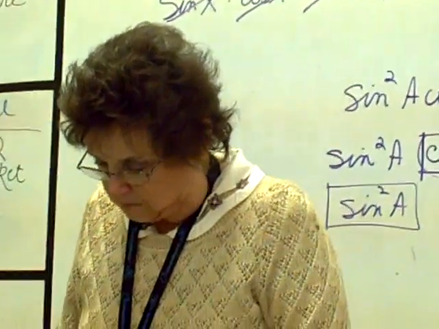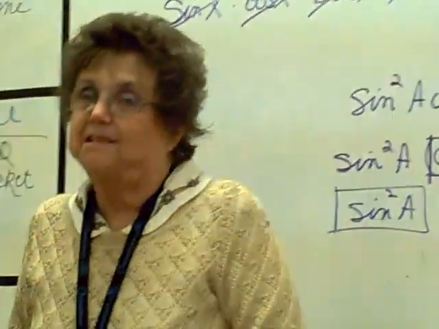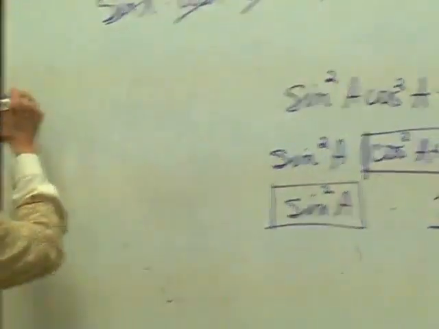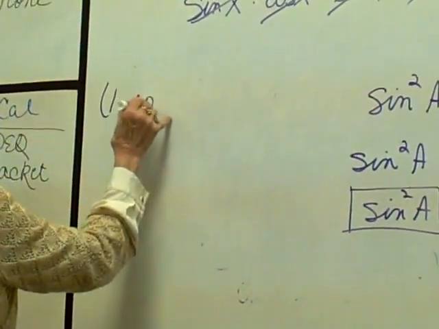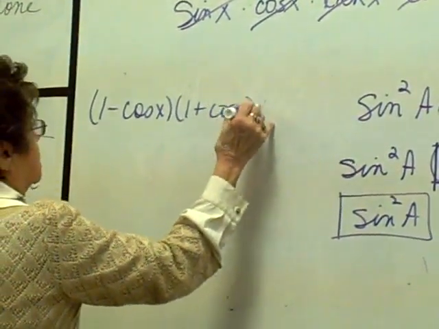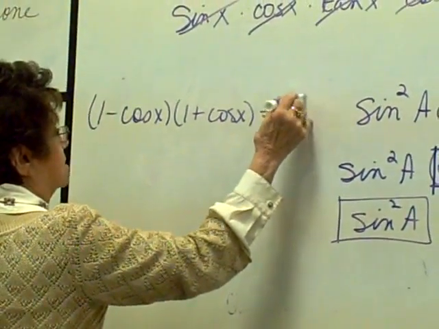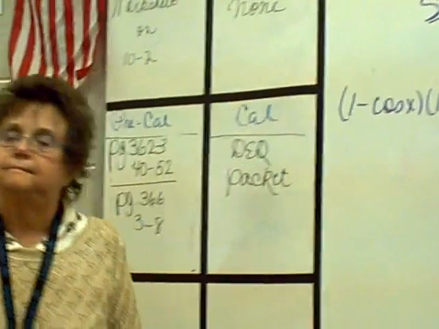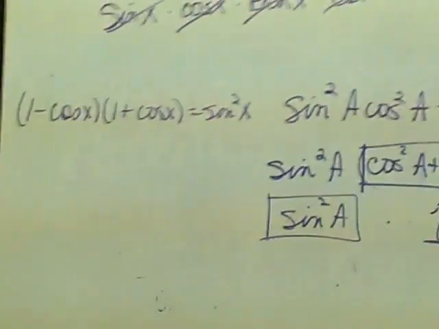Alrighty. I'm going to ask you to prove this. This is a very easy one. Prove that 1 minus cosine x times 1 plus cosine x equals sine squared x. That's an easy one. Two-stepper.